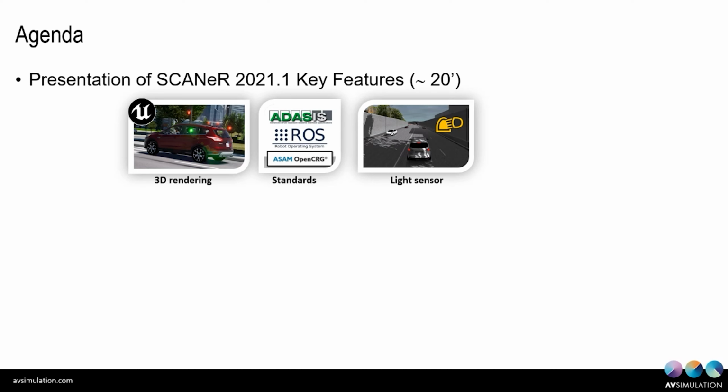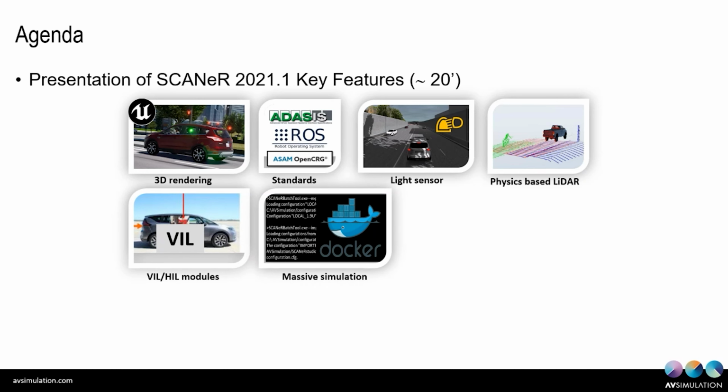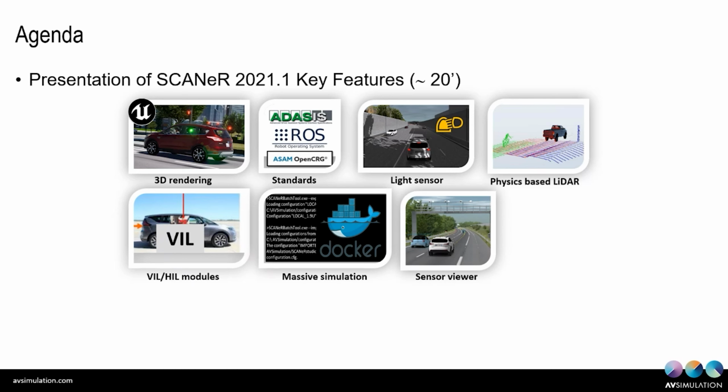Then we'll see two new types of sensor that we have available. We have a new light sensor and a level 2 physics-based lidar. Then we'll see new kinds of application we can have with SCANeR Studio 2021. So we can have more advanced applications regarding hardware in the loop and vehicle in the loop. We will see some of our projects with some of our customers. Then we will see the new functionalities that we have with SCANeR Explore and SCANeR Compute with the massive simulation.